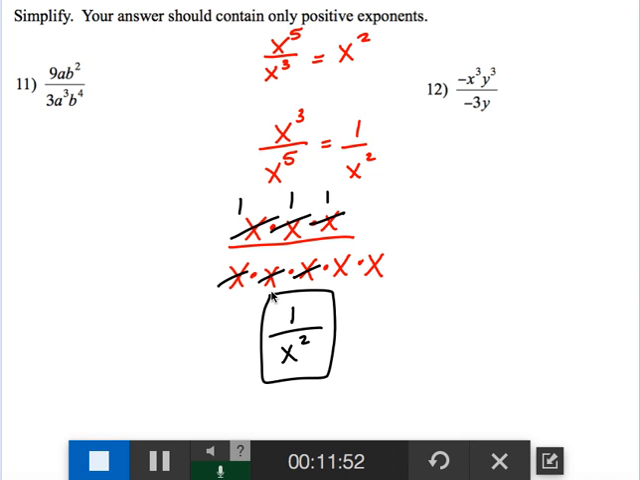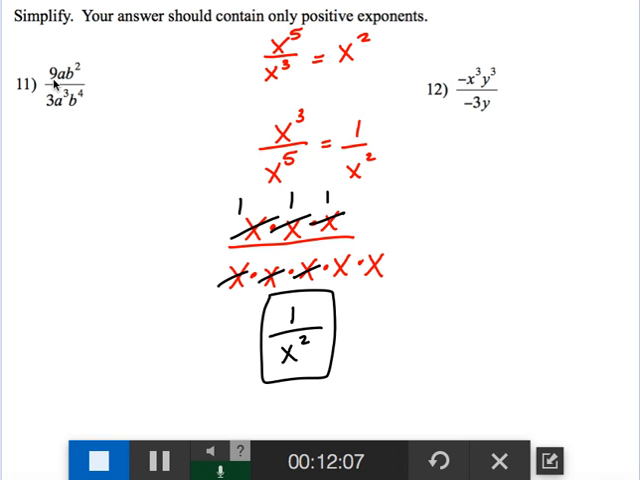There's another way you can remember it, which is simply by subtracting the numbers and leaving the exponent wherever the biggest number is. So since 5 is bigger than 3, you leave it in the numerator. Again, 5 is bigger than 3, so you leave it in the denominator.